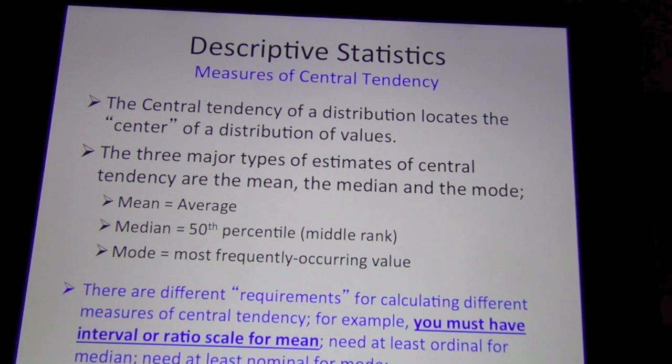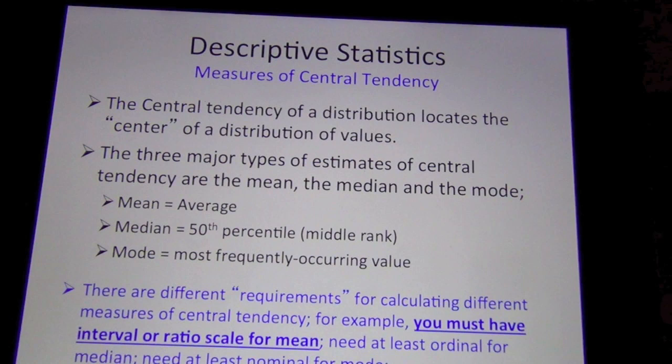The median is the 50th percentile. So from the perspective of the median, it's the value where half the values are higher and half the values are lower. It's not always equal to the mean, but that's what the median is. The mode is simply the most frequently occurring score.